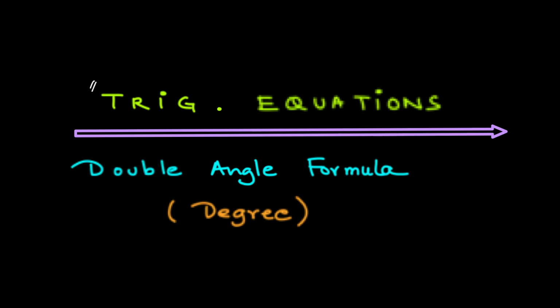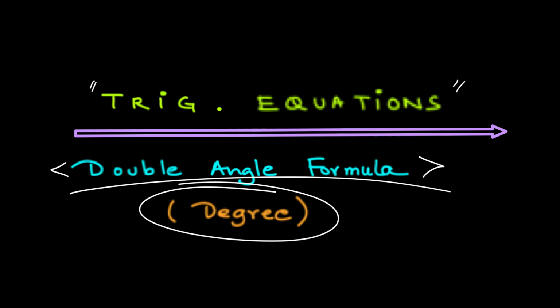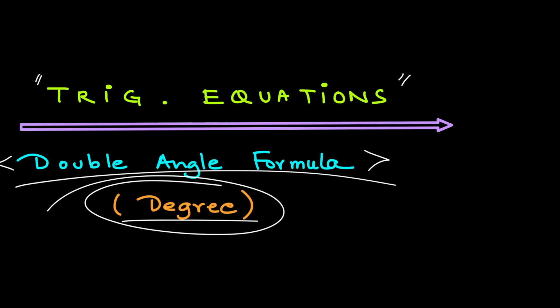In this video, we will solve trigonometric equations, again involving the double angle formula, and the angle unit will be degrees in these questions. Let's first focus on the double angle formula. There are three of them. Sine 2A equals 2 sine A cosine A.